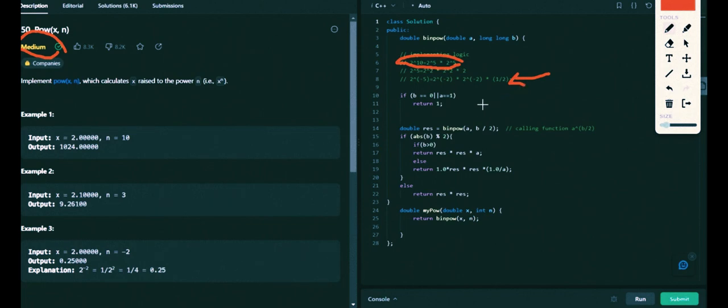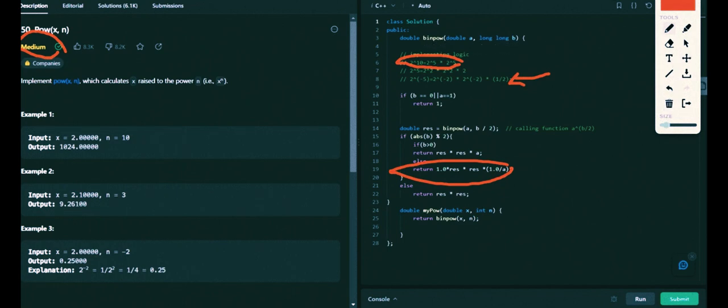Now we can generalize this. If instead of 2 we took a, and instead of that exponent we take b, then a to the power b is equal to a to the power b by 2 into a to the power b by 2, and if b is odd, then an extra term will come, that is into a. Implementing this as a recursive function, double binPow is our function name, with double a comma long b.